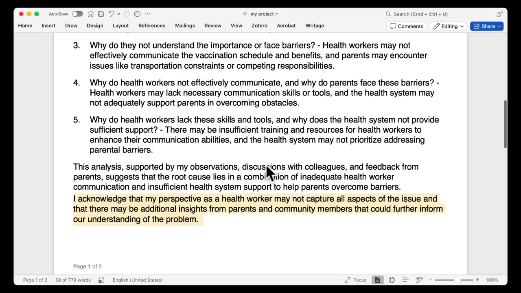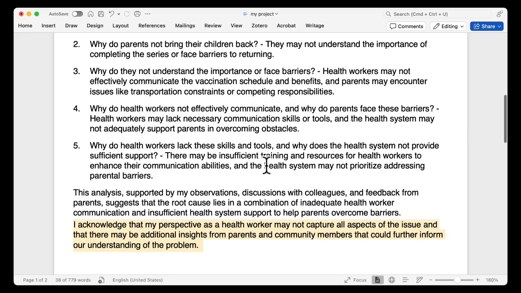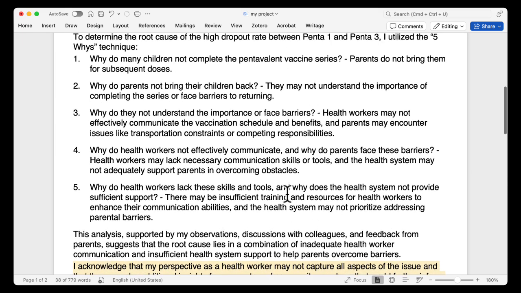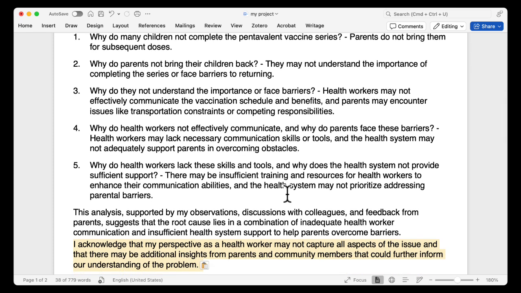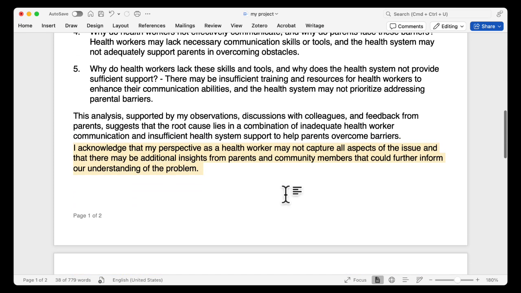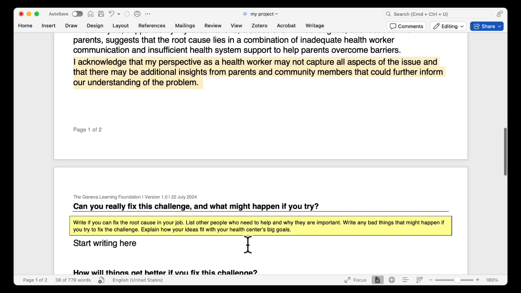So let's see what's in this section 2. The only thing missing may be that last one about the different facilities. I should say here, I have not observed significant differences between the facilities, for example. So that is for the second step, explaining the root cause that you found.